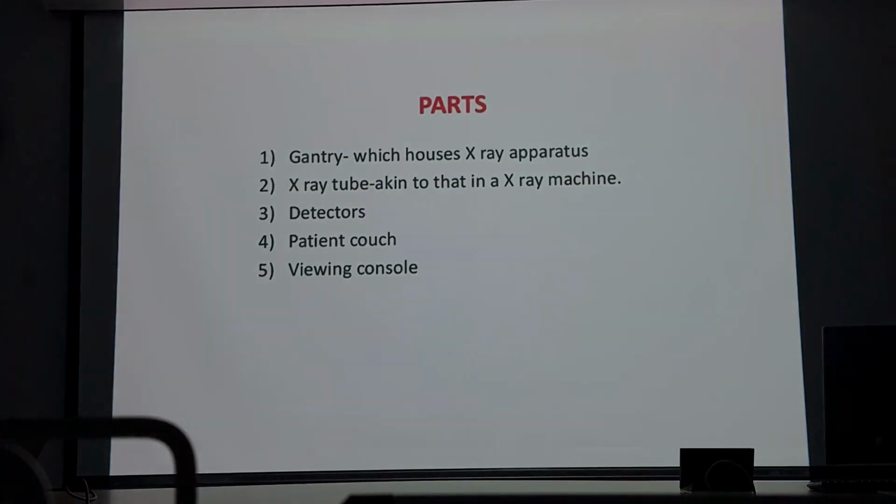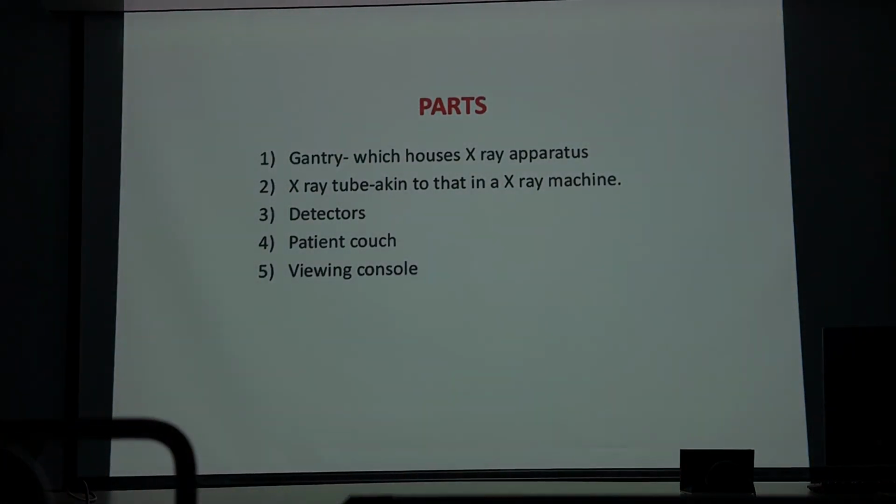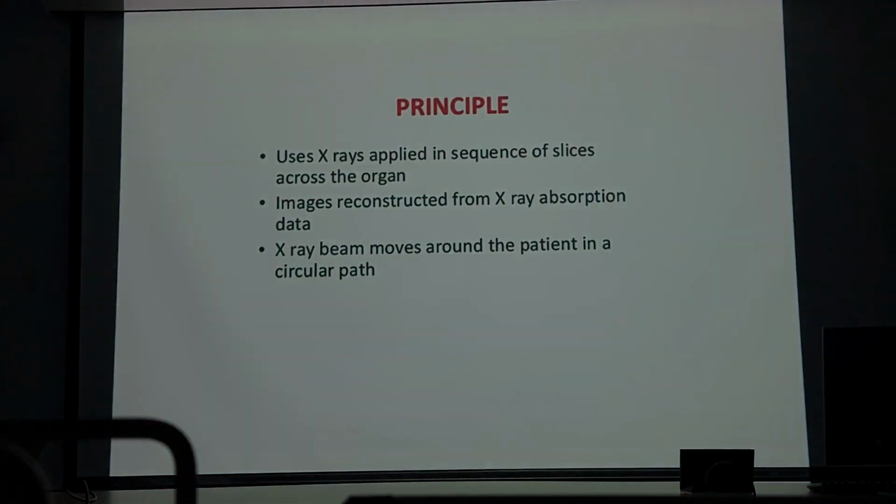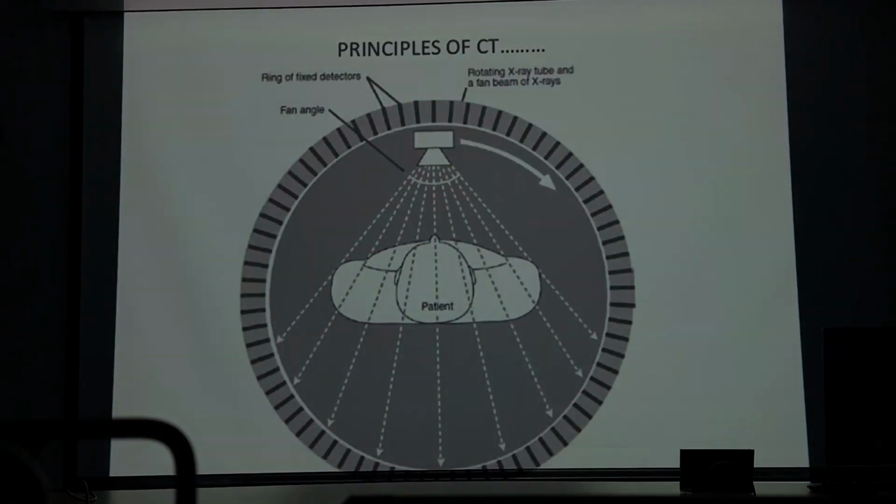Quickly, the parts of the CT machine include the gantry, which houses the X-ray apparatus, X-ray tube, detectors, patient couch or table, and viewing console for the radiologist or radiographer. The X-ray emerges from the X-ray tube through the body to the detectors.